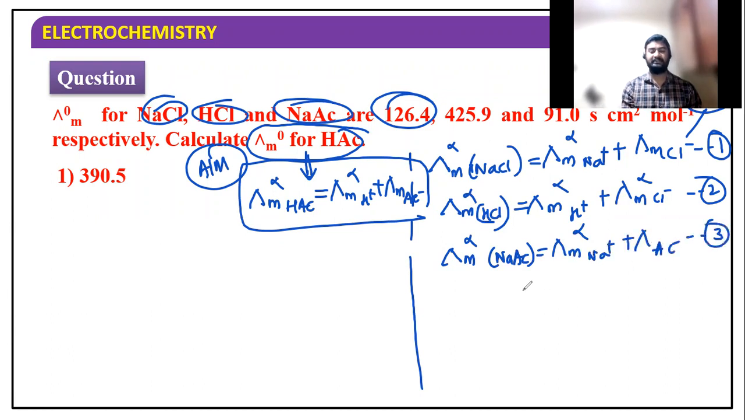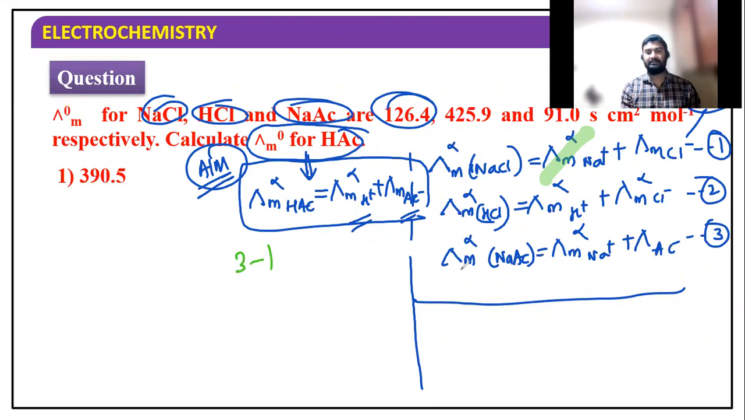That's a lot of work, right? Now we think about what possibilities we may consider to get this aimed equation. I want H plus and I want AC minus. The rest I want cancelled, right? So how should we proceed? The ideal way would be getting rid of Na plus somehow. And how is that possible? That is possible only when we subtract equation 1 from equation 3.